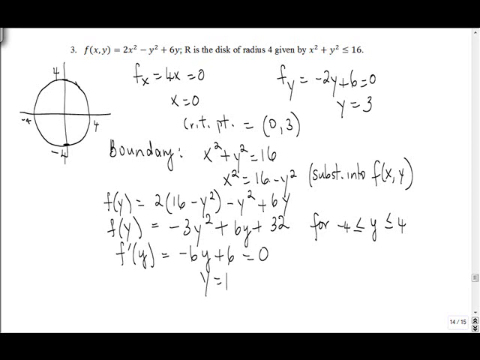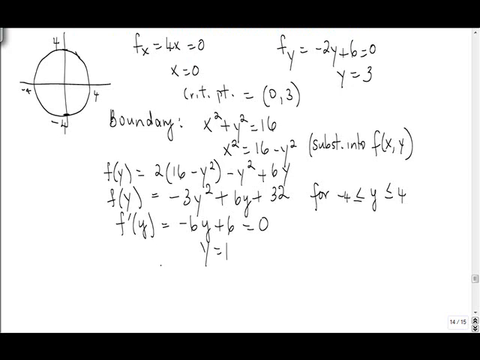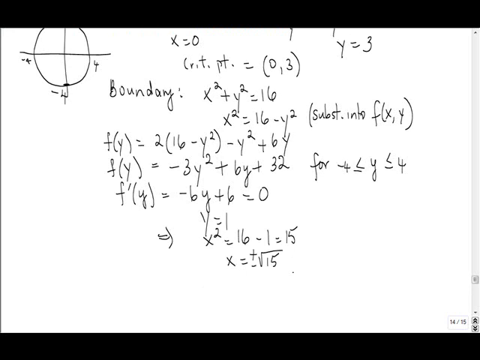Take this y equals 1 and put it into x squared equals 16 minus y squared. And so this tells me that x squared is 16 minus 1, which is 15. So x is plus or minus the square root of 15. That's about 3 point something, so we're still inside the circle. So here we have two critical points: square root of 15, 1 and minus square root of 15, 1.